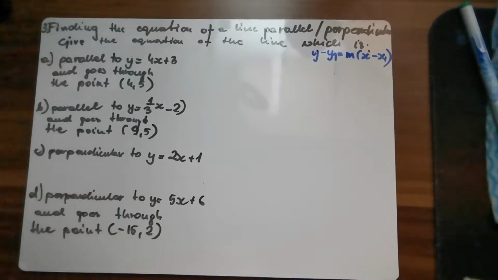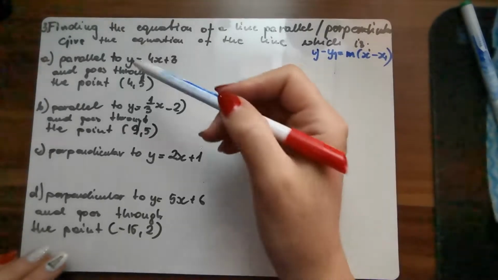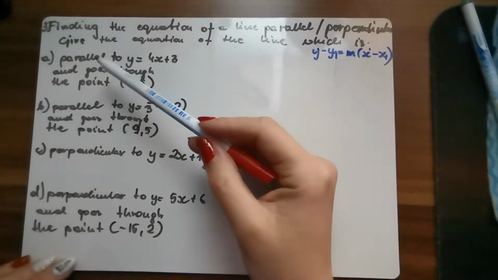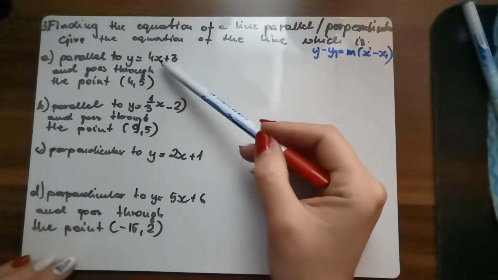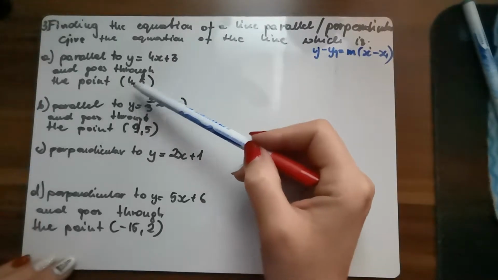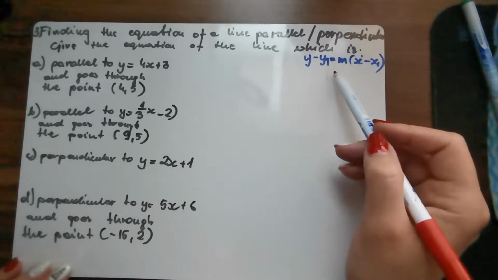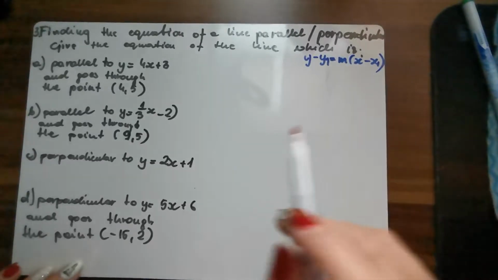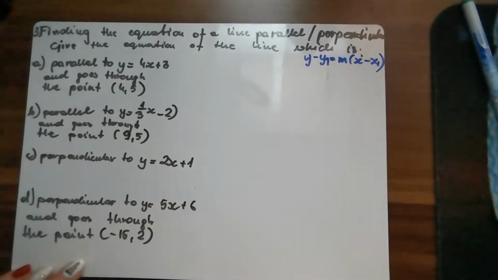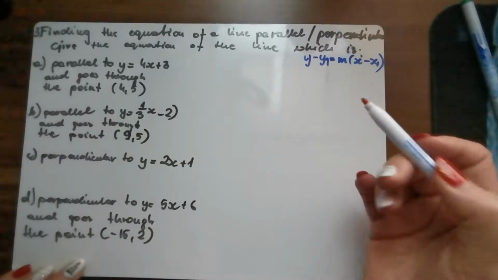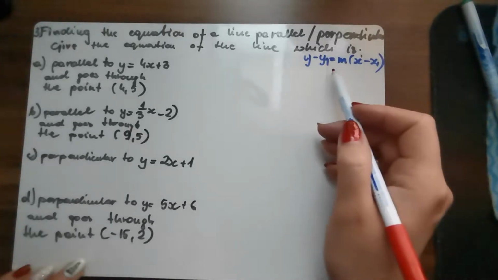Next part of the questions is about finding the equation of a line that is parallel or perpendicular to the given one. So the first two questions will be about the parallel line. So we need to find the line parallel to y = 4x + 3 that goes through the point (4, 5). We still will be using our equation y take away y1 is equal to m times x take away x1. So the first step is to identify m, x1 and y1.